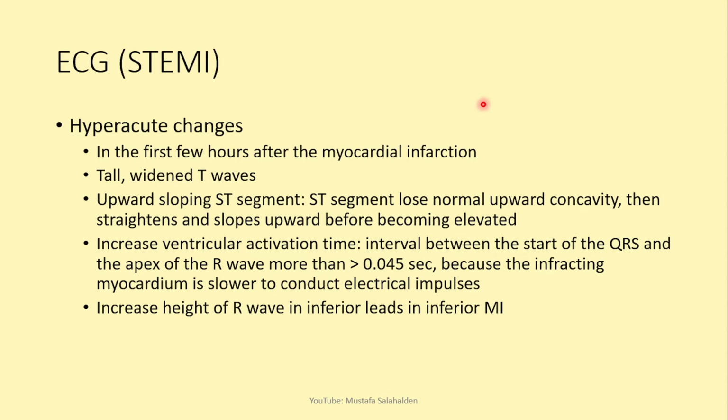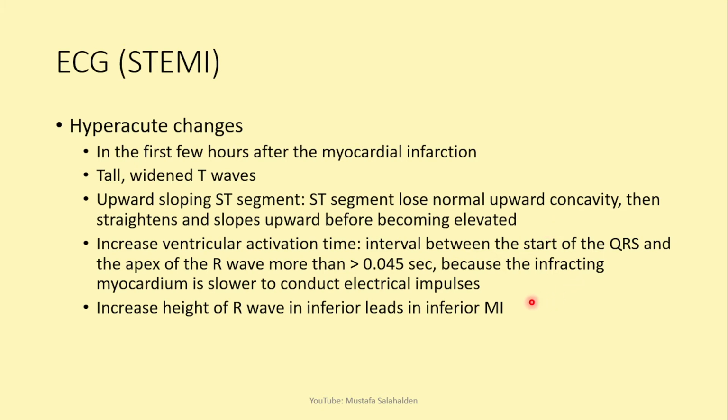In the hyperacute changes, in the first few hours after the myocardial infarction, there are tall, widened T waves and an upward sloping ST segment. The ST segment loses its normal upward concavity, then straightens and slopes upward before becoming elevated. Well, it becomes elevated in the acute phase.